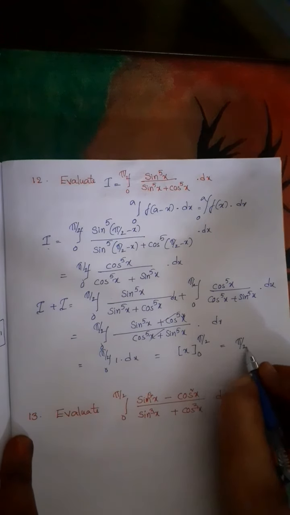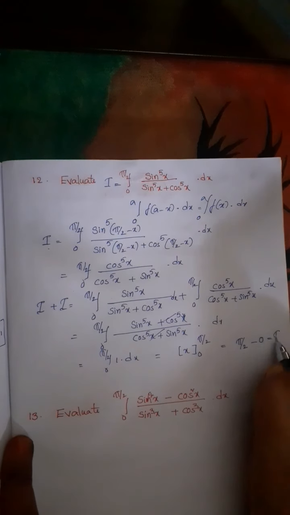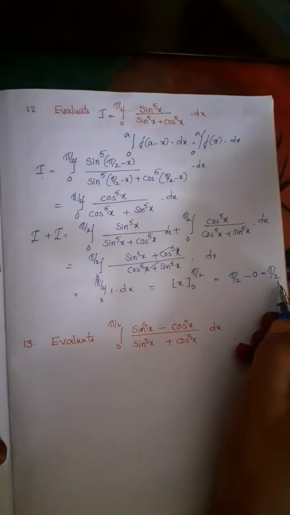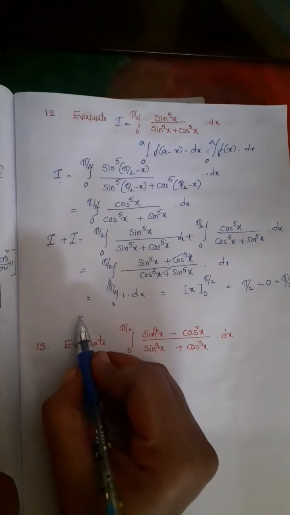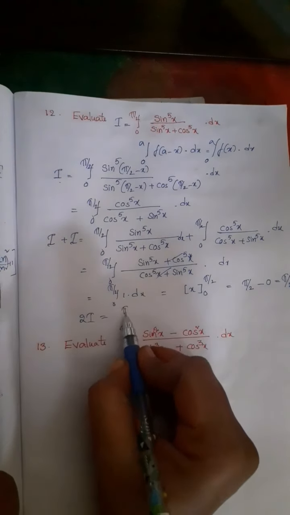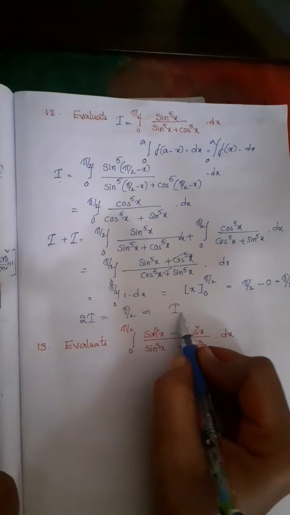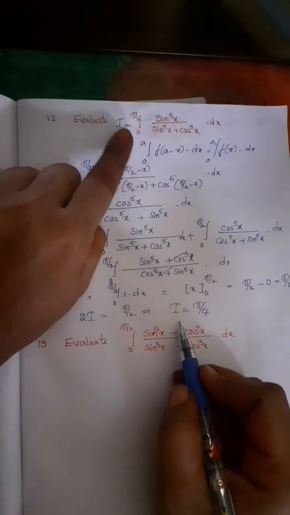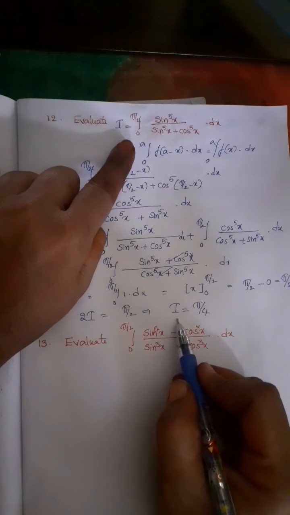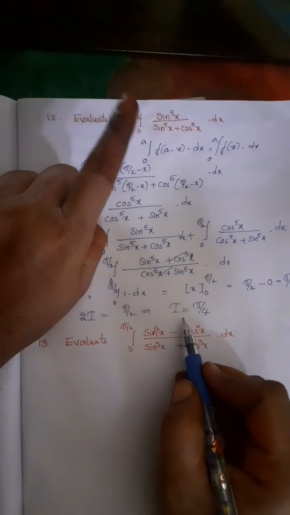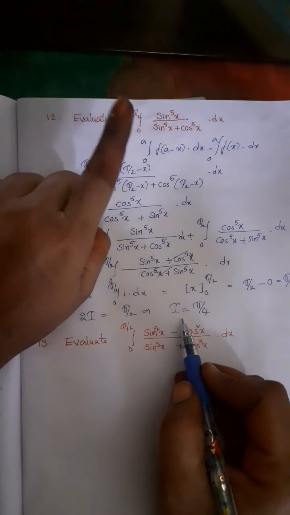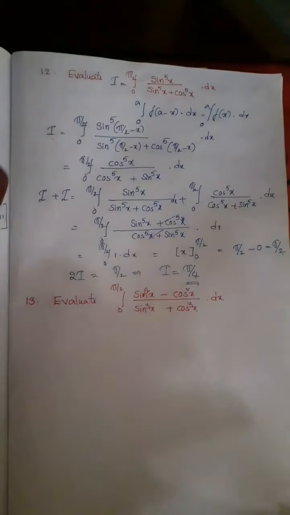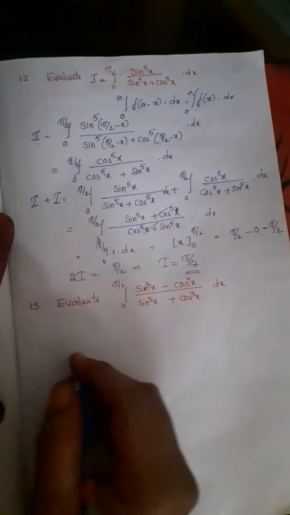Now upper limit pi by 2 minus 0, the answer is pi by 2. So 2I is equal to pi by 2, that implies I is equal to pi by 4. What is I? The given expression is I, so hence the integration of the given expression over 0 to pi by 2, answer is pi by 4. In the same way you can solve the next question also.